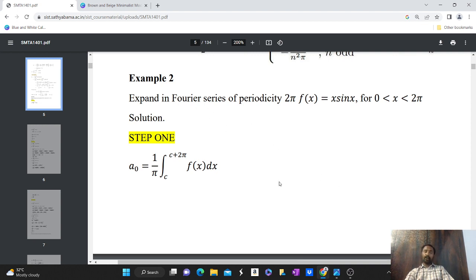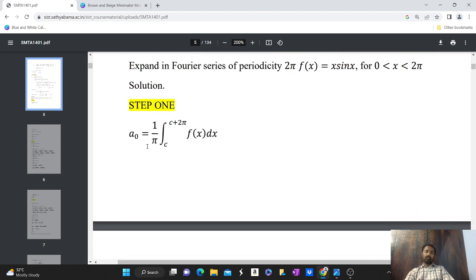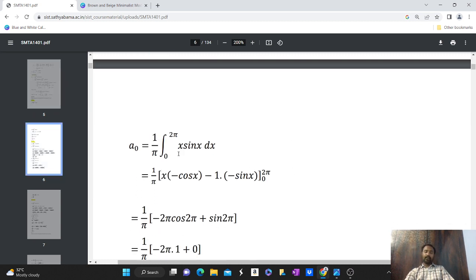So we remind the formula as f of x equal to a0 by 2 plus summation n equal to 1 to infinity an cos nx plus bn sin nx. So a0 is 1 by pi integral over 0 to 2 pi f of x dx. Here substitute the f of x value as x sin x. In that step we have to integrate x sin x. So obviously we use the Bernoulli formula.